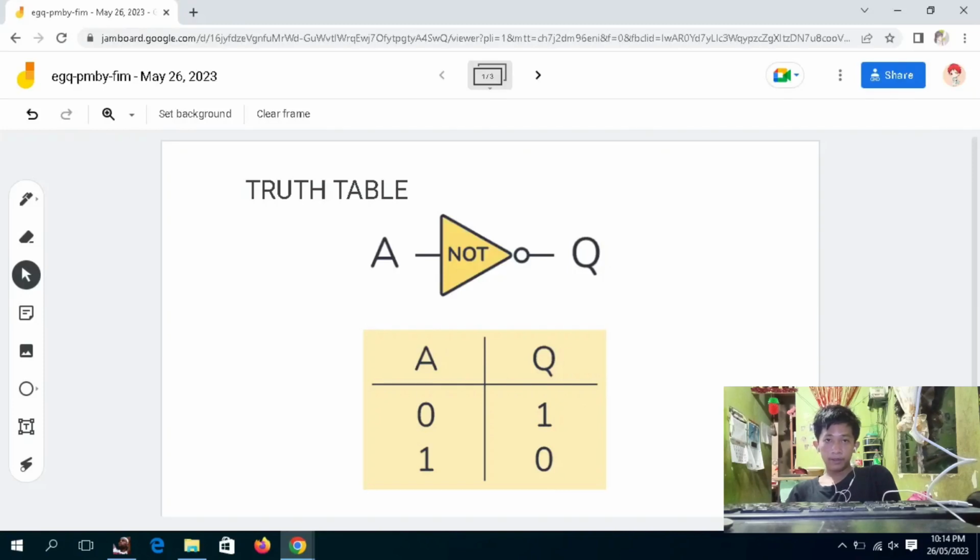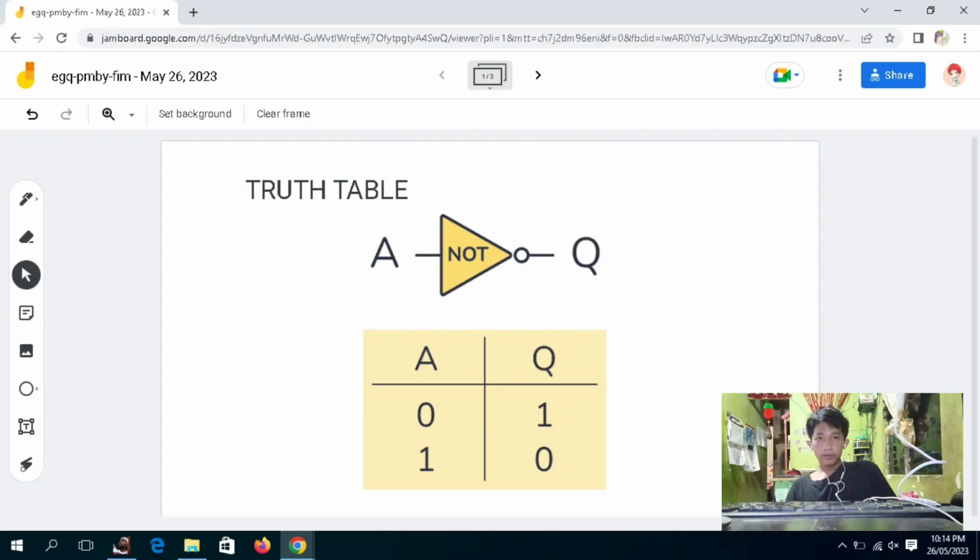So today we're gonna tackle logic gates. There are three logic gates that I'm gonna explain to you guys. The first logic gate that I will explain to you guys is the NOT gate. The logic of that gate is that the output will be the negation of the input.